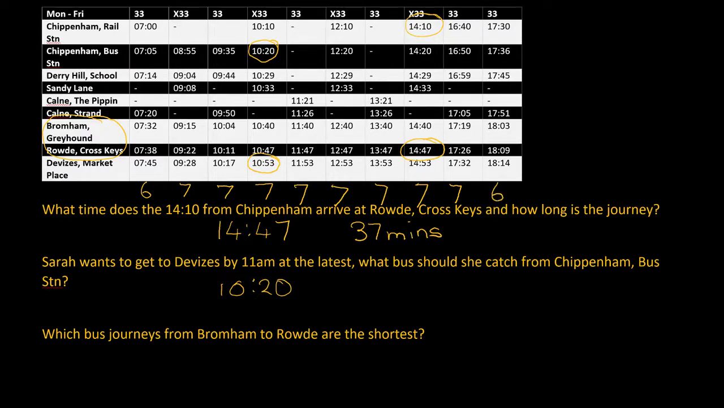So now it's fairly obvious that the two journeys which are the shortest are the ones that leave Bromham at 07:32 or 18:03.